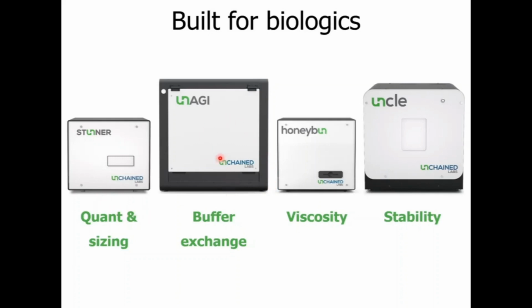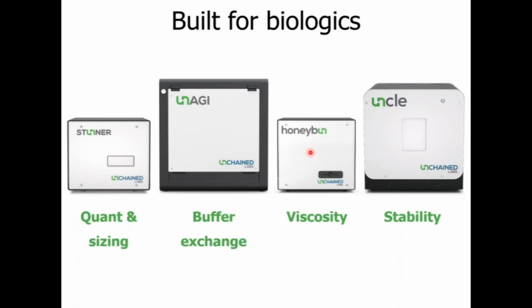Unagi is the tool for buffer exchange I introduced. You can use it to exchange buffers and to concentrate samples. It uses a gentle ultrafiltration diafiltration. It's fully automated, and you have full control over the process. It even sends you text messages when your process is finished. You can concentrate 384 milliliters down to half a milliliter.